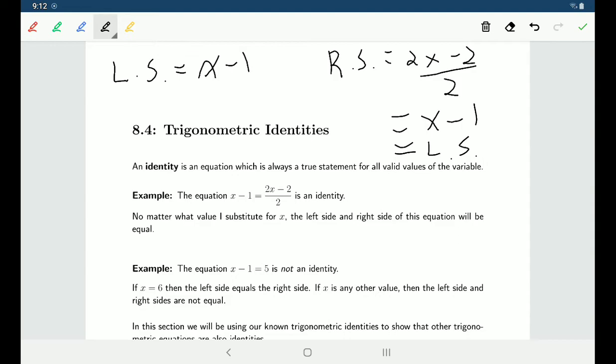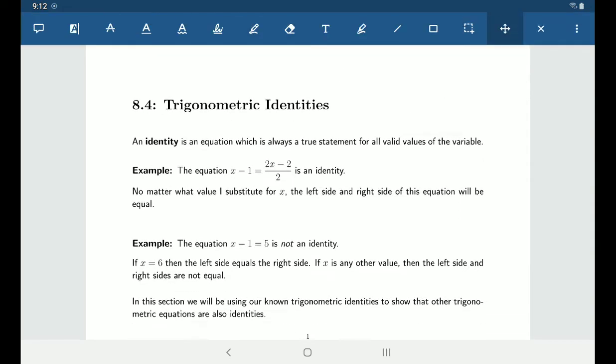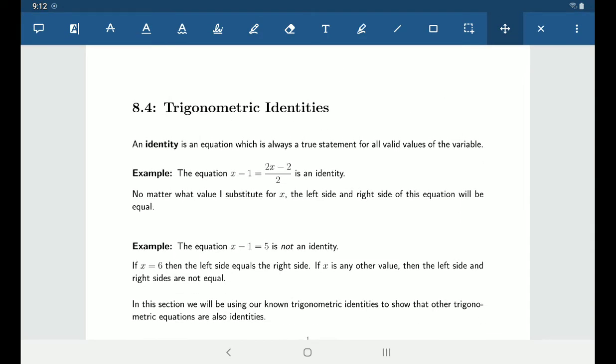Now, on the other hand, something like this equation, x minus 1 equals 5, that's not an identity. It's sometimes true, so if x were 6, that would be a true statement. You would have left side equal to right side, but for any other value of x, it's not a true statement. This would be something that you would call a conditional equation. A conditional equation is one that's not always true, or is only true for some values of the variable. But what we're looking at is equations that are always true statements.